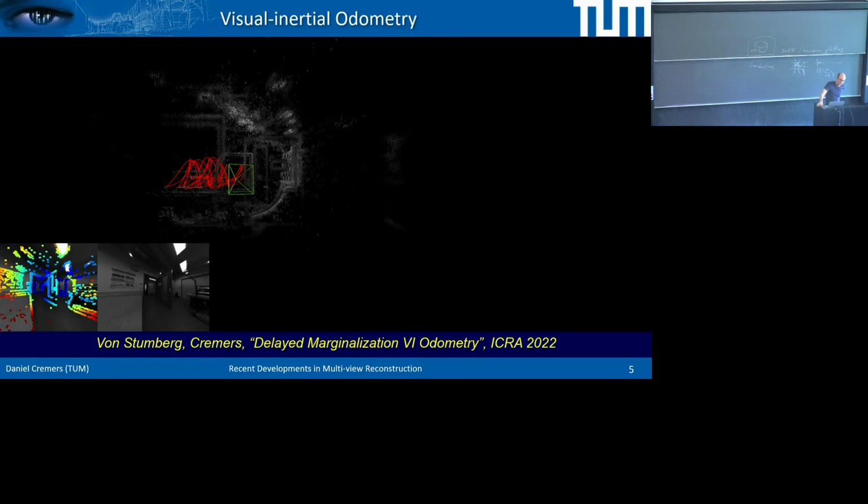But as humans, we use all our senses to localize ourselves in space, and so we can ask, can we do the same with a system that has a camera and an IMU, like on your smartphone? This is called visual inertial odometry.